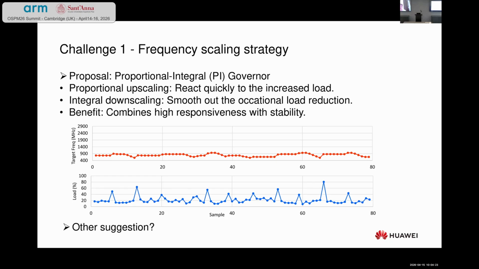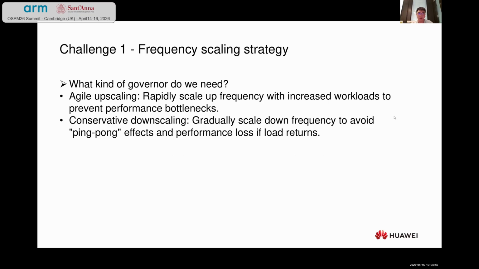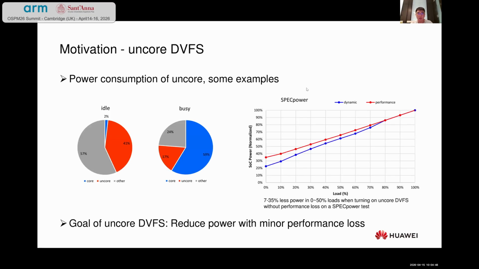Here is a question: when you say the governor works well, but from the load there are spikes, while the target frequency is not following at all. Why do you say the performance is good? Because we can get the performance results. For example, if we run this load of spec power, we can get the performance value, that is the throughput value from this benchmark.